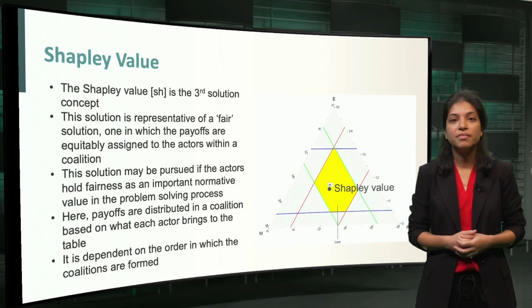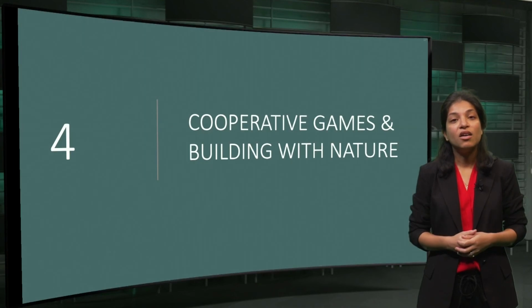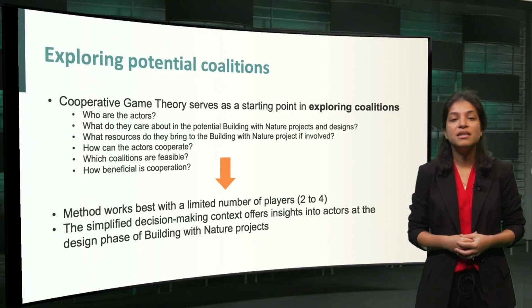Given our understanding of this method, let's think about what it offers to building with nature. Game theory can serve as a starting point for exploring cooperative potential in building with nature. For example, who are the actors in the project? What do they care about in potential building with nature projects and designs? What added value do they bring if involved? How can the actors cooperate? Which coalitions are feasible? And how beneficial is cooperation?